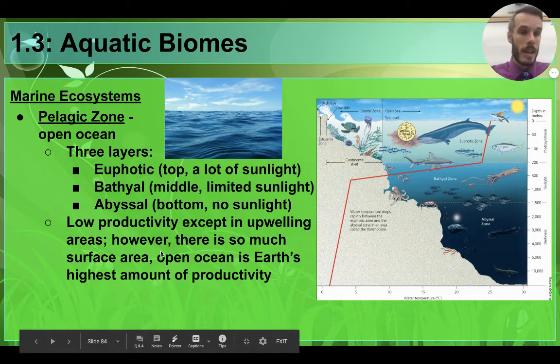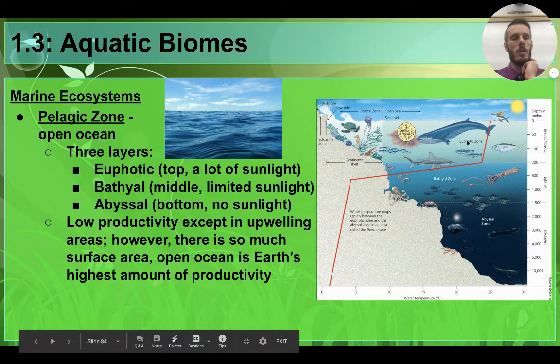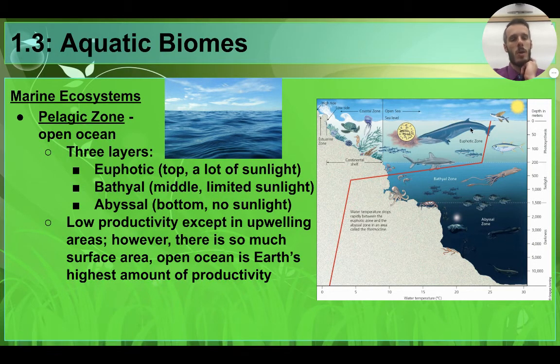All right, so now we are getting farther out into the ocean, away from the coastal area, in what is called the pelagic zone. Okay, so this is the open ocean, and there are layers here. So we have the euphotic zone, and then the bathyal zone, and then the abyssal zone. So we're going from lots of light to just a bit of light to very little to no light down here. Okay, so the photic means light. So this is lots of light up here. Bathyal only has a little bit, and then the abyssal has none.